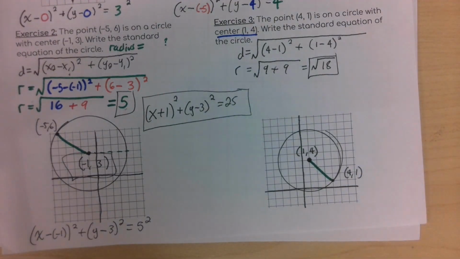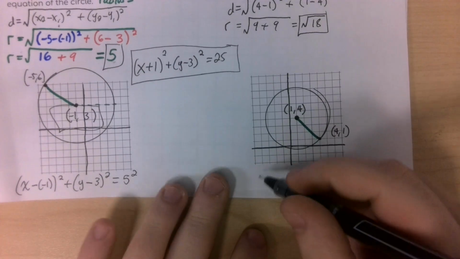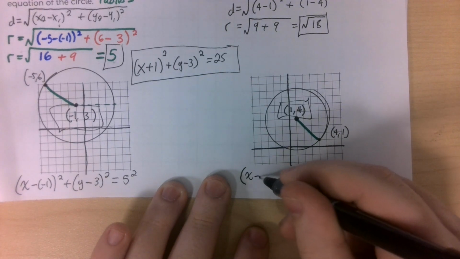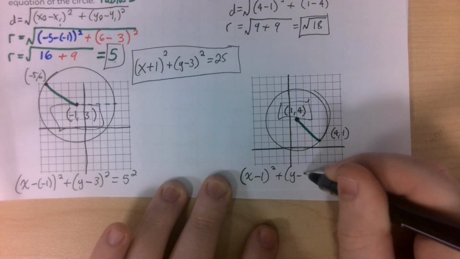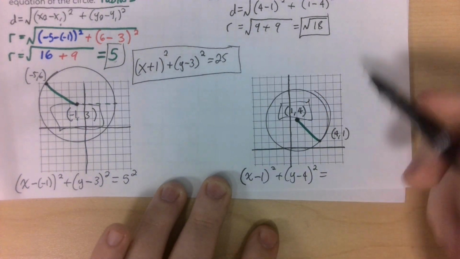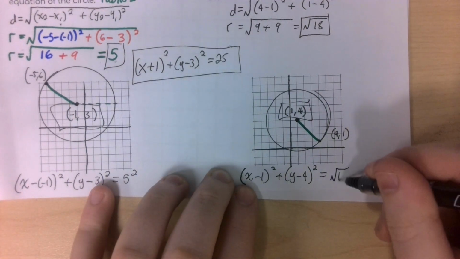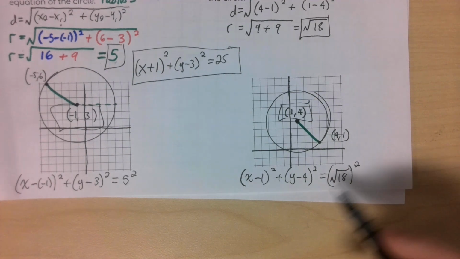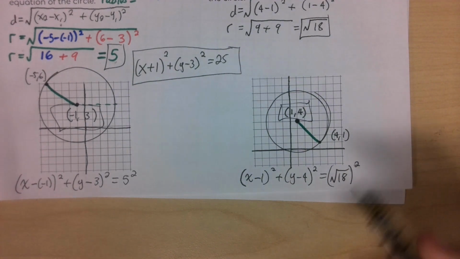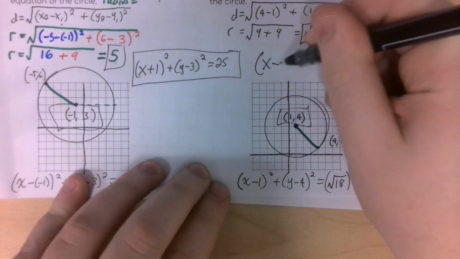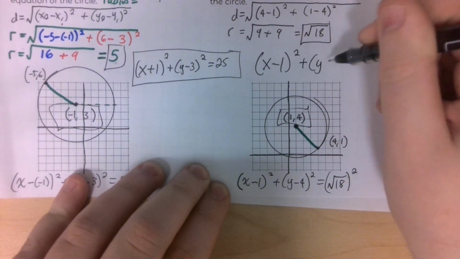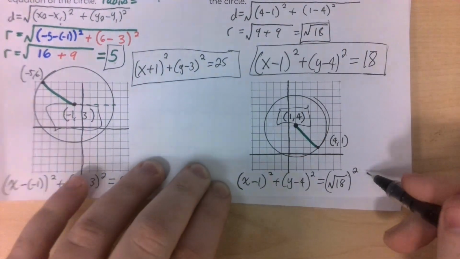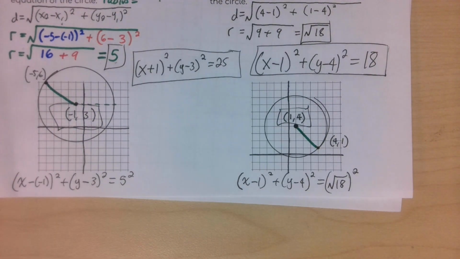But we can still write our equation nonetheless. Down here, I'll write the rough draft. Our center is 1, 4, so it'll be x minus 1 squared plus y minus 4 squared equals the square root of 18 squared. And those keen-eyed viewers might recognize that the square root and the square will always cancel. So our final answer truly is x minus 1 squared plus y minus 4 squared equals 18. Again, because a square root and a square are opposites. Perfect.